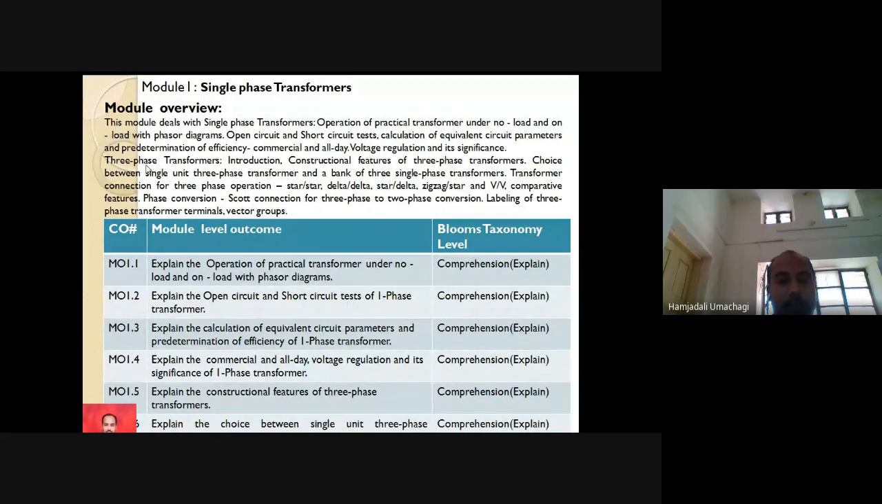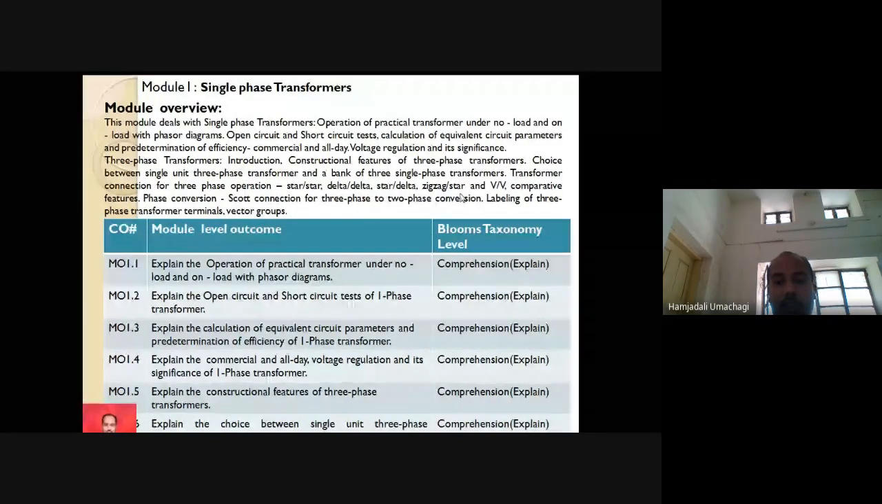Then comes your three phase transformer, right? So again in the three phase transformer, you are going to have syllabus called introduction to three phase transformers, constructional features of three phase transformers, choice between single unit three phase transformer and a bank of three single phase transformers, transformer connection for three phase operation. Then come different connections, that is star star, delta delta, star delta, zigzag star, and VV connection. So all these are the different connections of your three phase transformer, right?